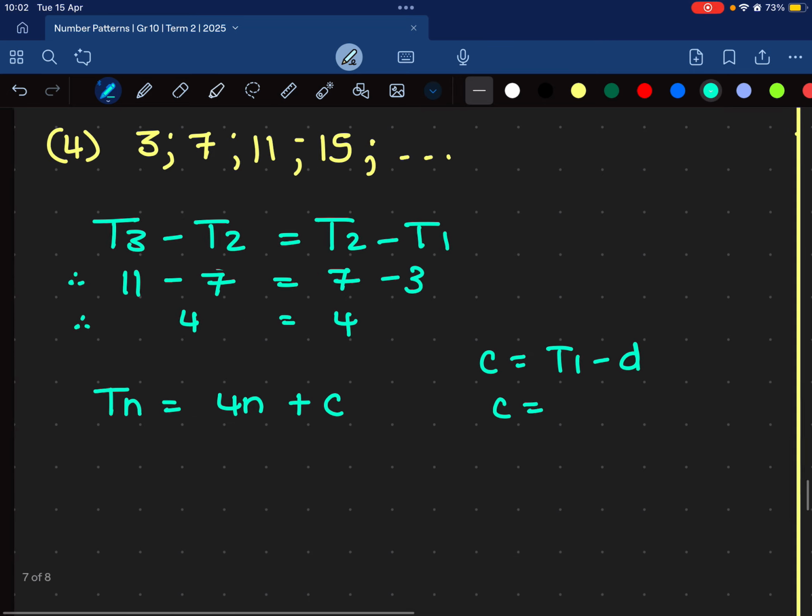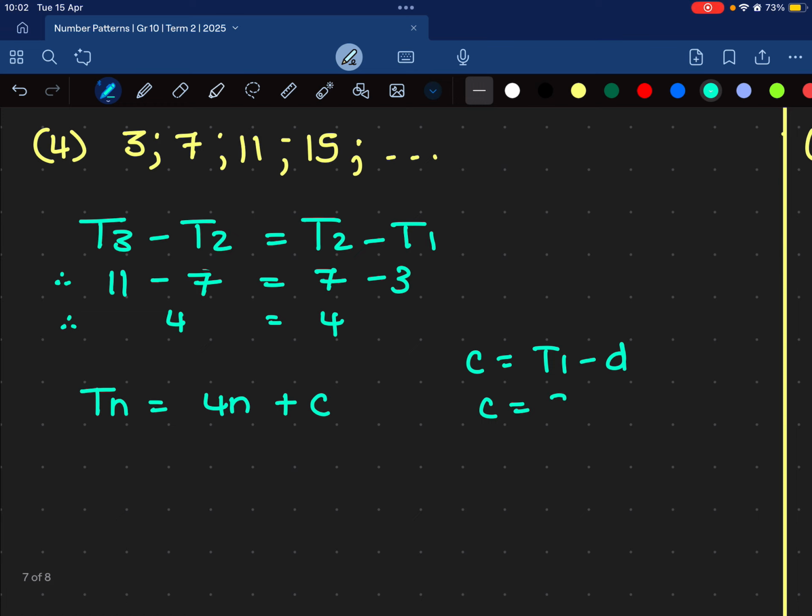But the first term is going to be 3 minus the difference, which is 4. So c is just minus 1. Therefore, Tn is going to be equal to 4n minus 1.